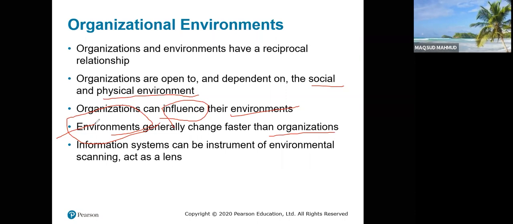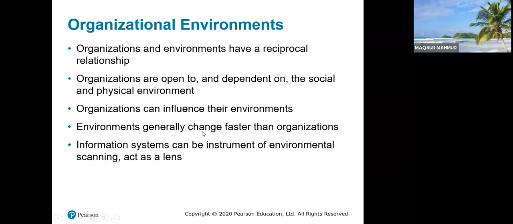Now some people are taking classes from home. You are also taking classes from home. Before, you were going to the university, the library, and different places, but the environment has changed faster than the organizations. So information systems can be an instrument, and who helped us in this changed environment? IT, information systems, can be an instrument for environmental scanning, acting as a lens. This helps a lot. The information system helps a lot when there is a change in environment.